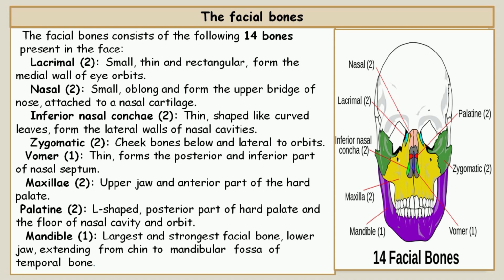Maxillae, upper jaw and the anterior part of the hard palate. Palatine, L-shaped, the posterior part of the hard palate and the floor of the nasal cavity and orbit. Mandible, the largest and strongest facial bone. Lower jaw extending from the chin to the mandibular fossa of the temporal bone.